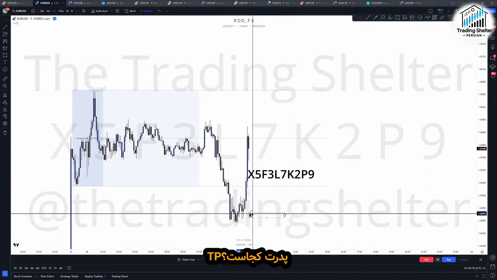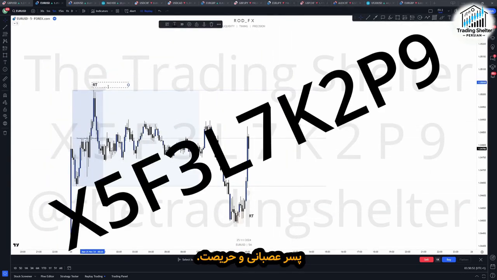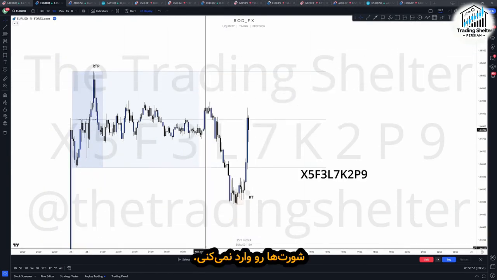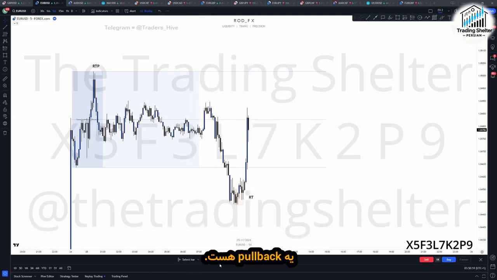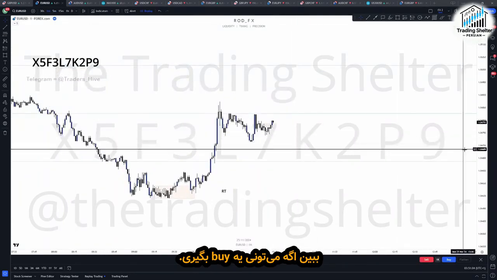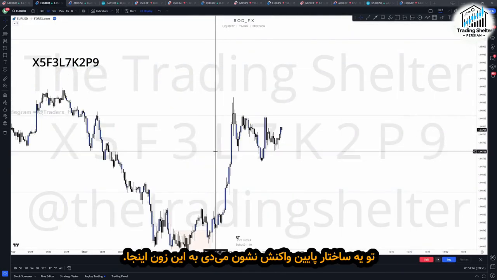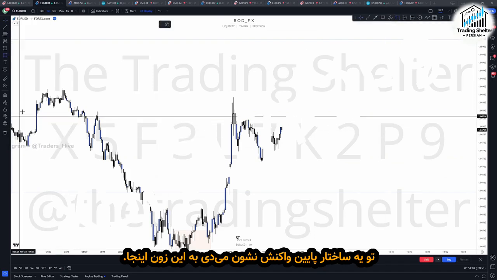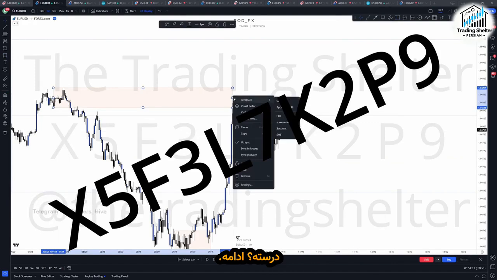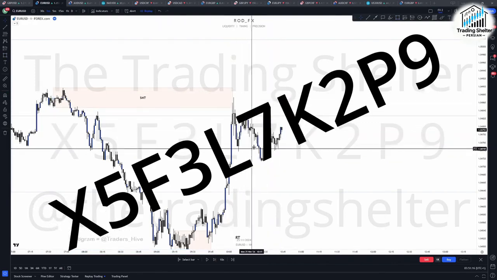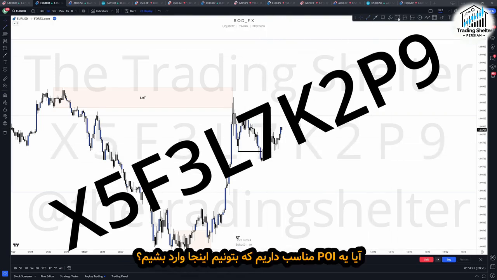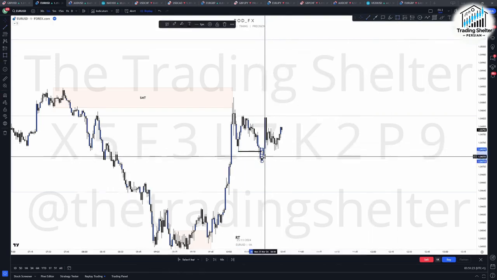Where would be the hard RTP? Your sweaty and greedy boy. So the RTP is here. You do not enter shorts. There's a pullback. See if you can take a buy, right? You have your structural low reacting to this zone here, that potential SMT, right? SMT, structural low. Do we have a proper POI that we can enter here?